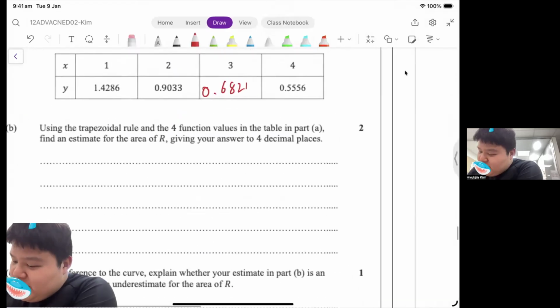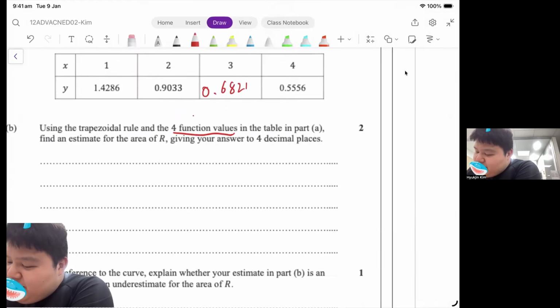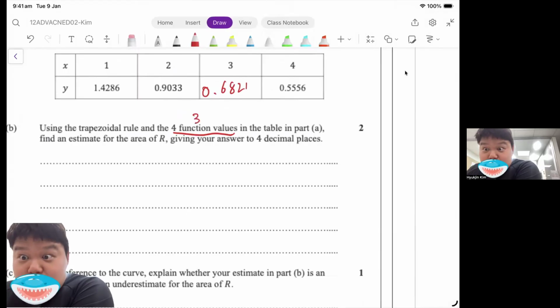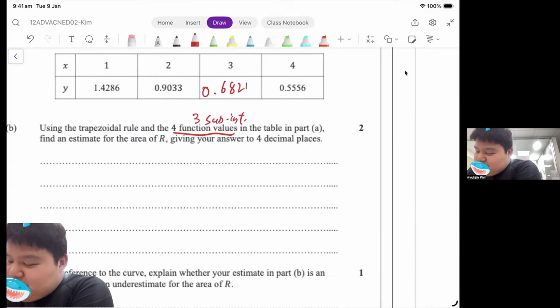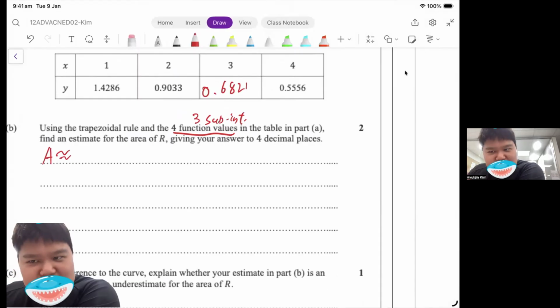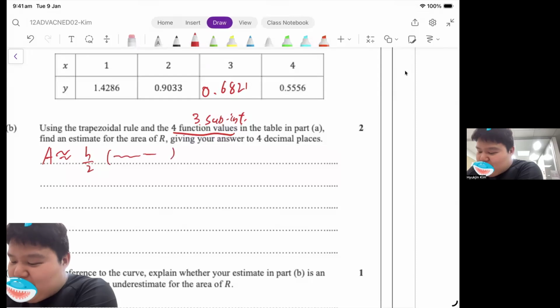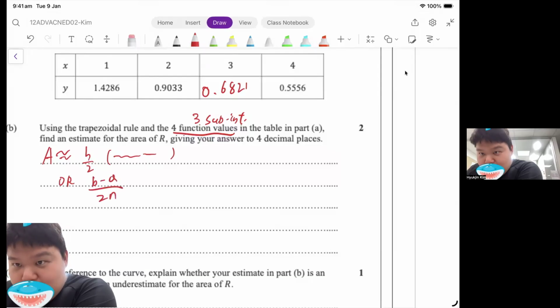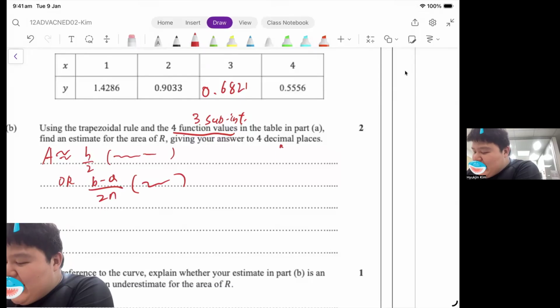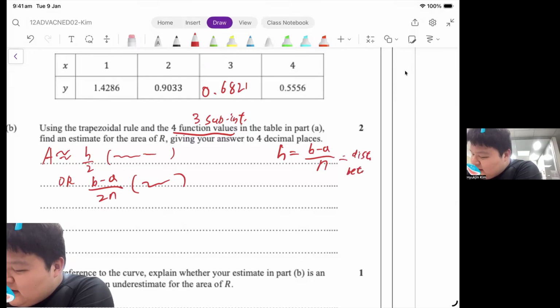Using the trapezoidal rule, 4 function values in the table. So now that means 4 sub-intervals. Find an estimate. So remember, area is approximately, a lot of you guys still mix this up. It's either h on 2 blah, blah, blah. You guys are okay with that. Or b minus a on 2n. Because h is b minus a on n, the number of subintervals, or just the distance between x.